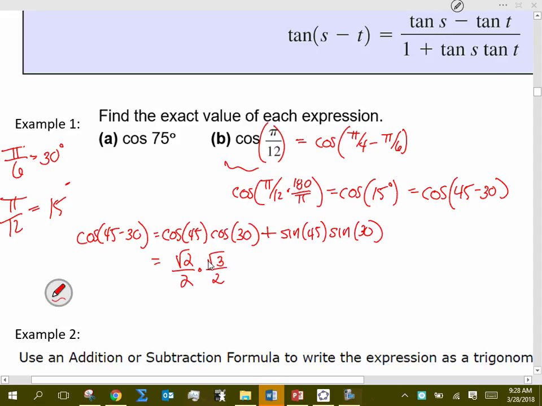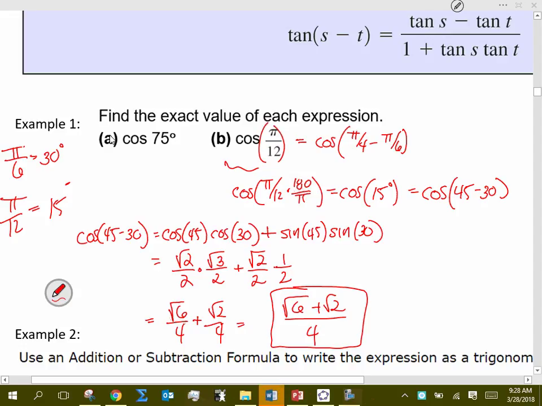Radical 3 over 2. Sine of 45? Radical 2 over 2. Sine of 30? 1/2. So I get radical 6 over 4 plus radical 2 over 4. And that's a very similar answer.